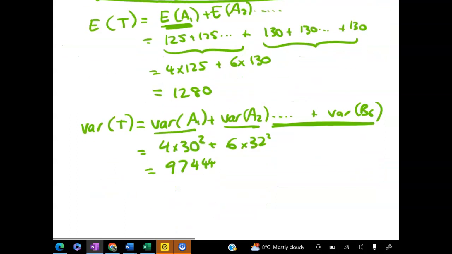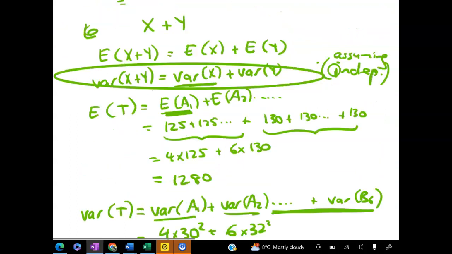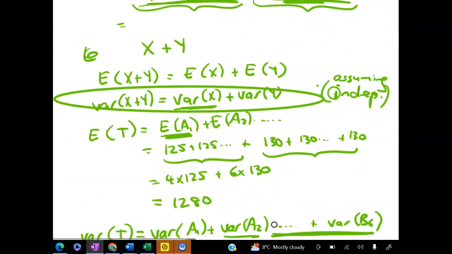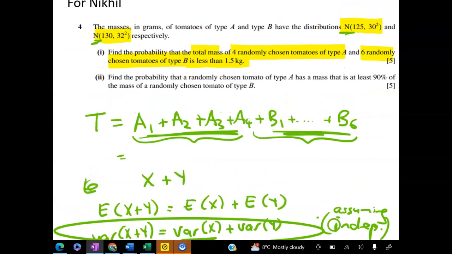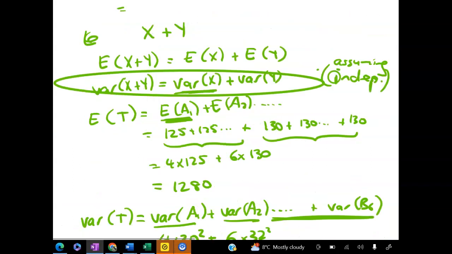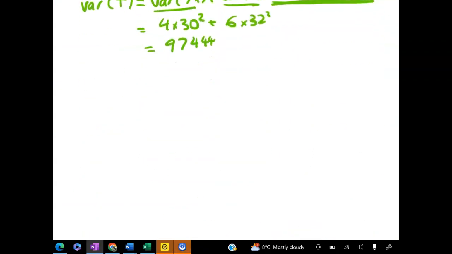So now we're good to go, because what we're trying to figure out here is the probability, sorry about the jumping screen, guys, I don't know what's going on there. Find the probability that the total mass is less than 1.5 kilograms. Just notice that we're working in grams, so we're going to turn 1.5 kilograms into 1,500 grams. We want to find the probability that the total is less than 1500. And this is now back to an AS problem.